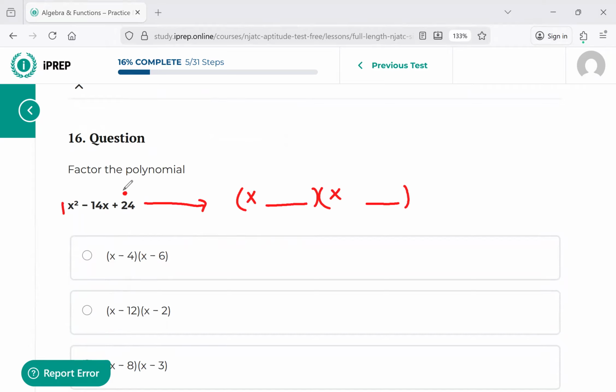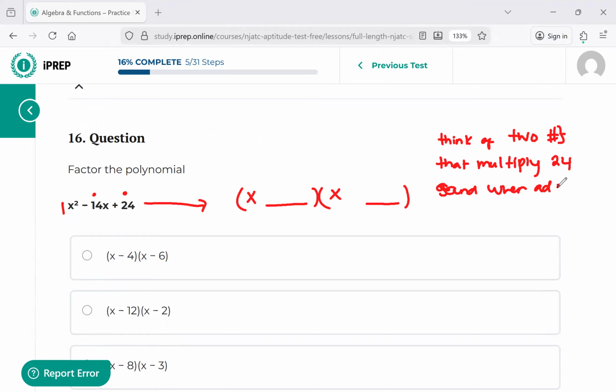Can you think of two numbers that multiply to positive 24 and, when added, give you -14? So think of two numbers that multiply to positive 24, and then with the same two numbers, when added, gives you -14.